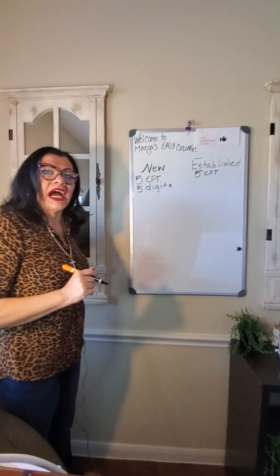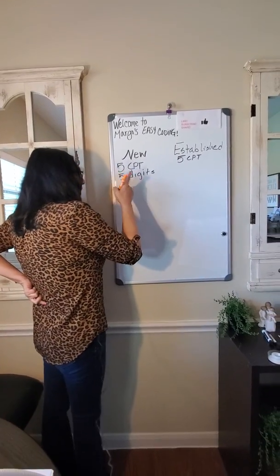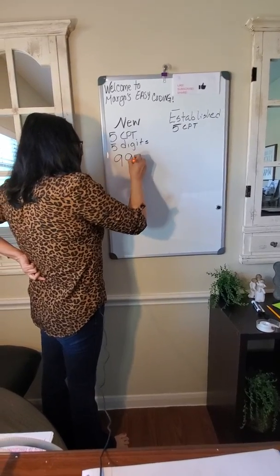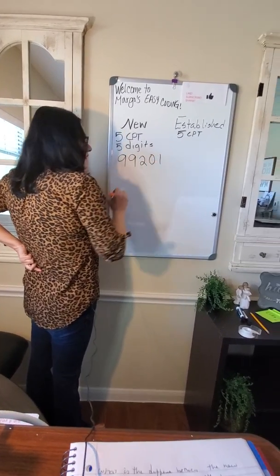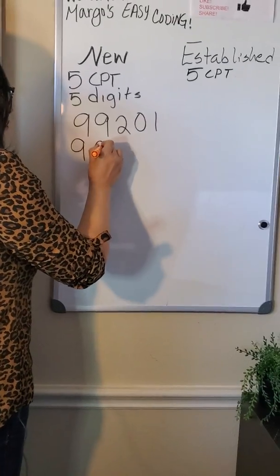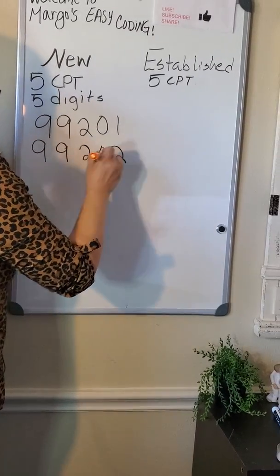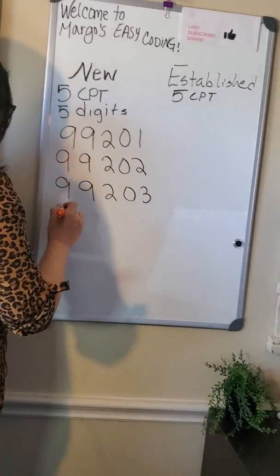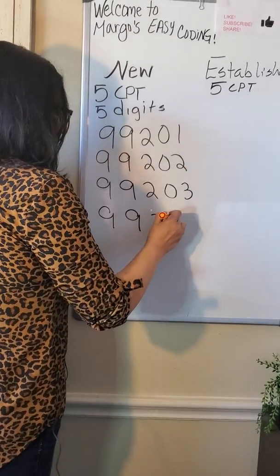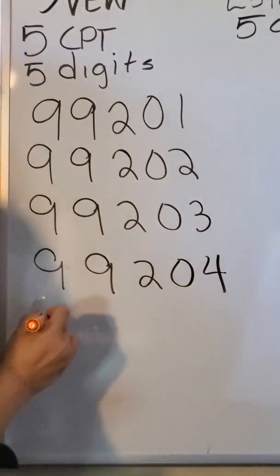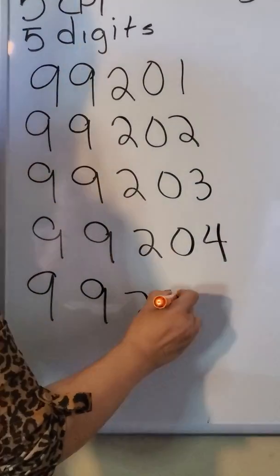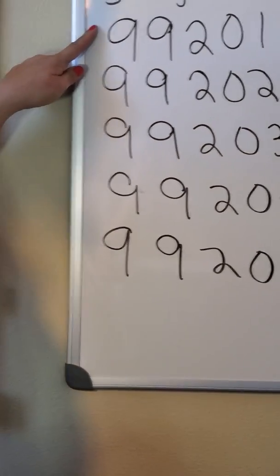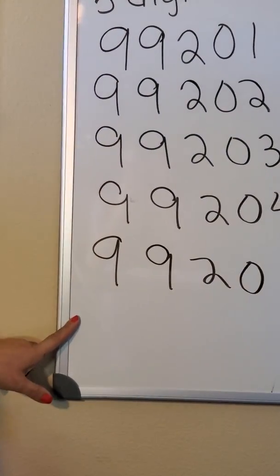So now let's start with our new patient. And I said that we have 5 CPT codes for new patient. The first one is 99201. The second one is 99202. The third one is 99203. The fourth one is 99204 and 99205. What is the first thing that you notice by looking at all these codes?